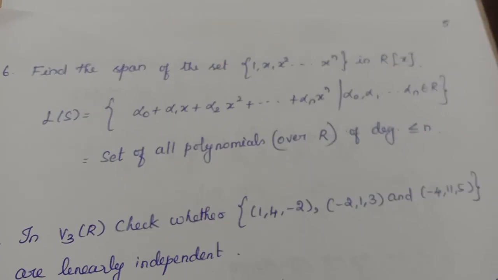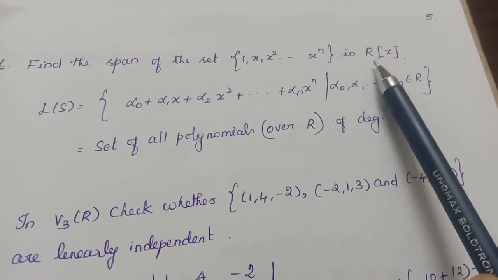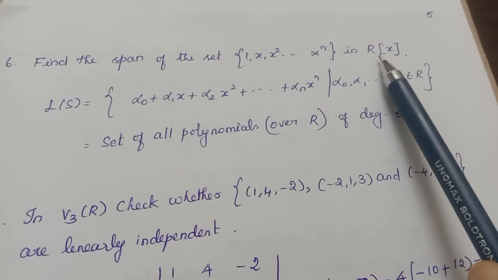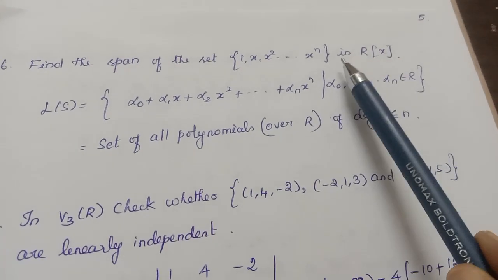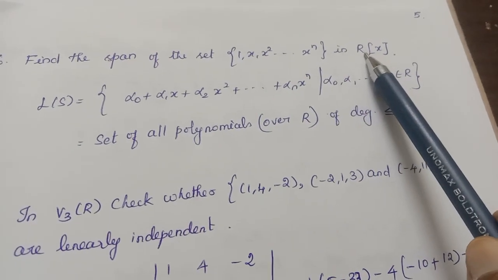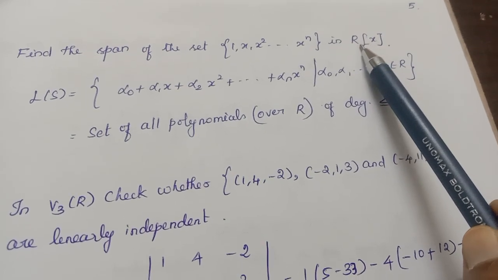Find the span of the set 1, x, x square, etc., up to x power n in R of x. What do you mean by R of x? Set of all polynomials over the field of real numbers. That means you have to take the polynomial set over the field of real numbers only, so the constants, that is the scalars, have to be taken from the real numbers.